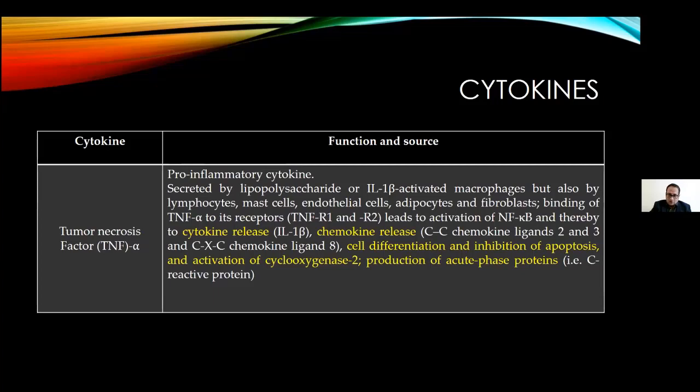For example, just trying to limit the number of cytokines we are going through today, it will have a role in bringing about an increase in the cytokine release, especially with respect to interleukin-1 beta. It also has a role with respect to chemokine release, cell differentiation, inhibition of apoptosis, activation of the cyclooxygenase pathway, and production of C-reactive protein.